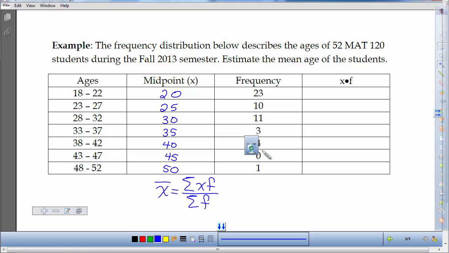So if we were to do this manually, we would multiply 20 times 23, 25 times 10, 30 times 11, and then we would add all of those products up. Okay? And then on the bottom, we're going to divide by the total frequency. All right? Summation of f means to find the total frequency. But thankfully, our calculator will do this for us, so I'm going to show you how.